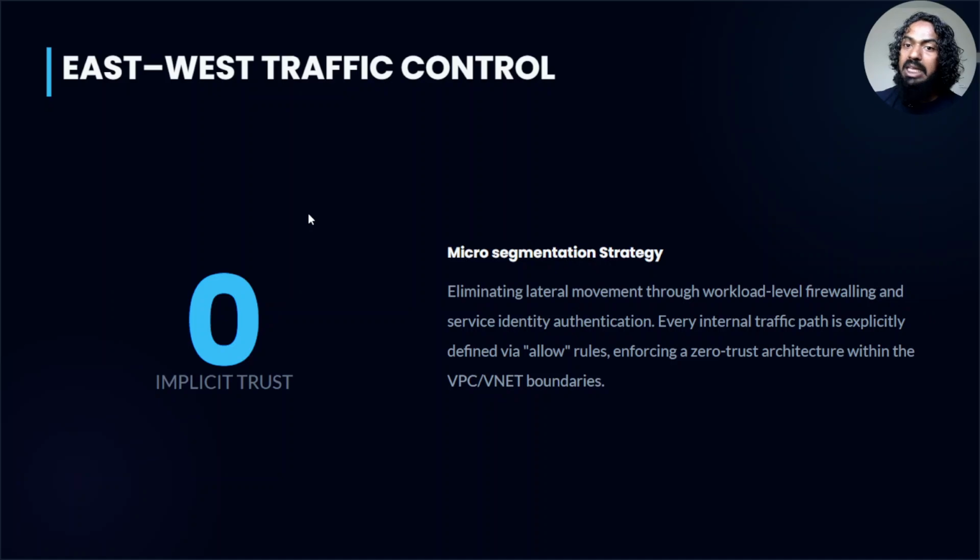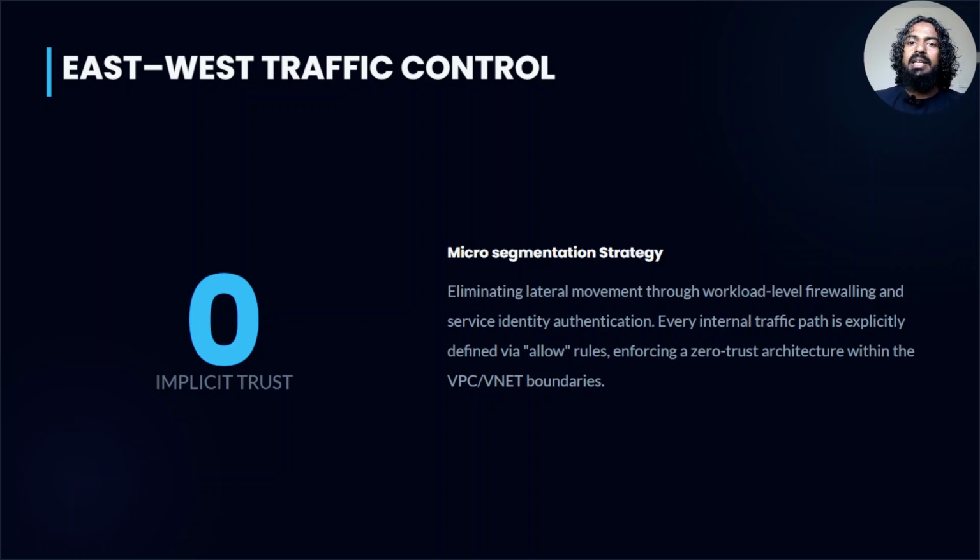Then comes your east-west traffic control. This is where most environments actually collapse. East-west means your internal traffic, just to be very clear, right? So the traffic between your workloads, between your services, or even between your different tiers. What we do is we use microsegmentation, workload firewalls, and we can also use service identity and explicit allow paths, right? It's not like allow everything if it is east-west traffic. So we have to be explicit in allowing all those paths. And then zero implicit trust. We need to make sure about that as well.